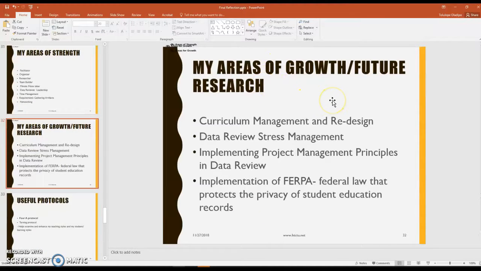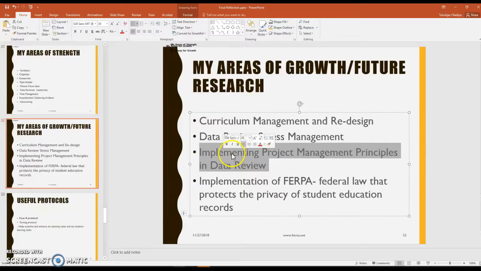My area of growth and future research, this is very important to me as well. Curriculum management and redesign. I want to see how to better redesign and manage curriculum. And then I want to see how to better handle data review stress. Okay, the data review was too stressful, it was time consuming, it required a lot. So I'm going to look at this as an area of growth and future research for me.